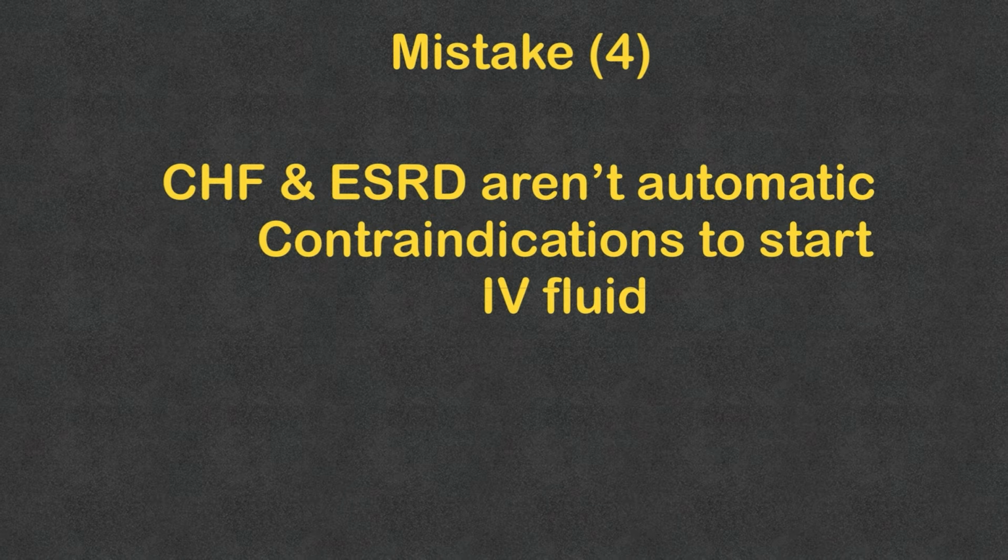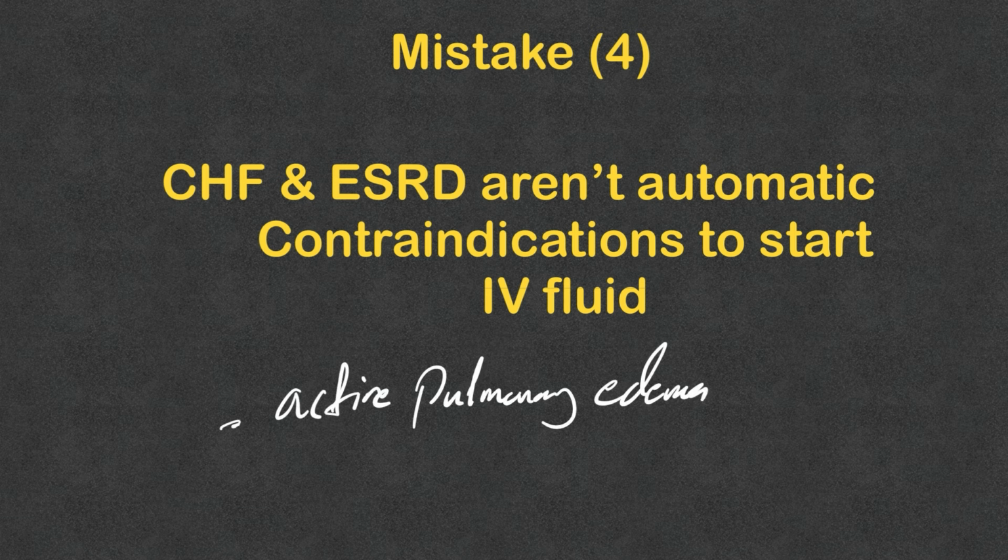And mistake number 4: CHF, congestive heart failure, and end-stage disease aren't automatic contraindications to starting IV fluid. The only real contraindication to giving IV fluid is active pulmonary edema. Patients with CHF and end-stage disease can get very dry and volume depleted, and sometimes we need to aggressively give them fluid resuscitation. To reassure everyone, tell them, okay, keep going with the fluid. At any point you see the patient getting short of breath, or you hear some crackles, or oxygen requirements going up, stop the fluid right away and we'll deal with it. But do not deprive your patients of adequate fluid resuscitation just because of these diagnoses.